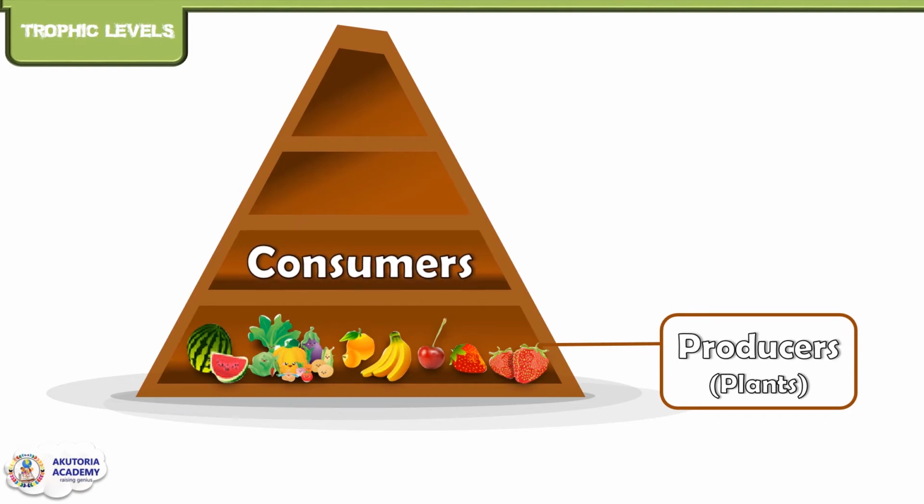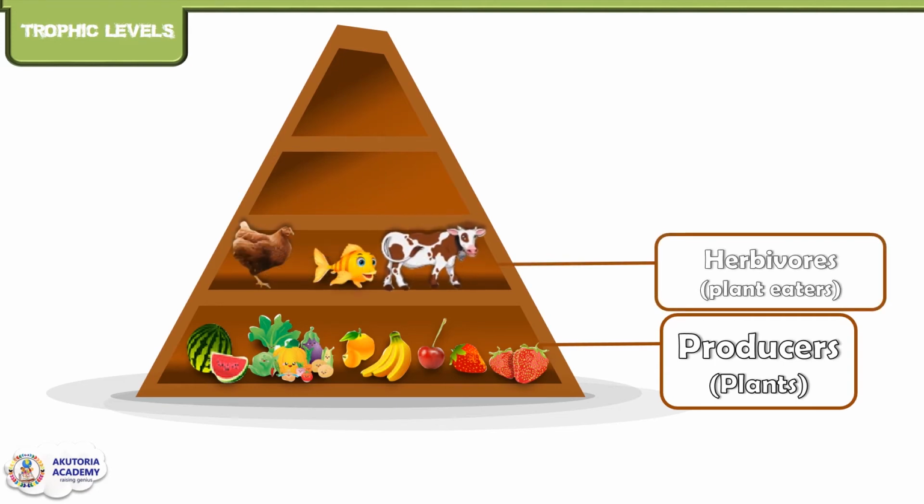Sometimes this trophic level is broken down into more than one level or feeding step because there are several types of consumers or eaters. Some consumers eat only plants, some eat only animals, and the others eat both plants and animals. These 3 types of consumers have specific names. The first type of consumers are animals who consume only plants, or we can call them plant eaters or herbivores.